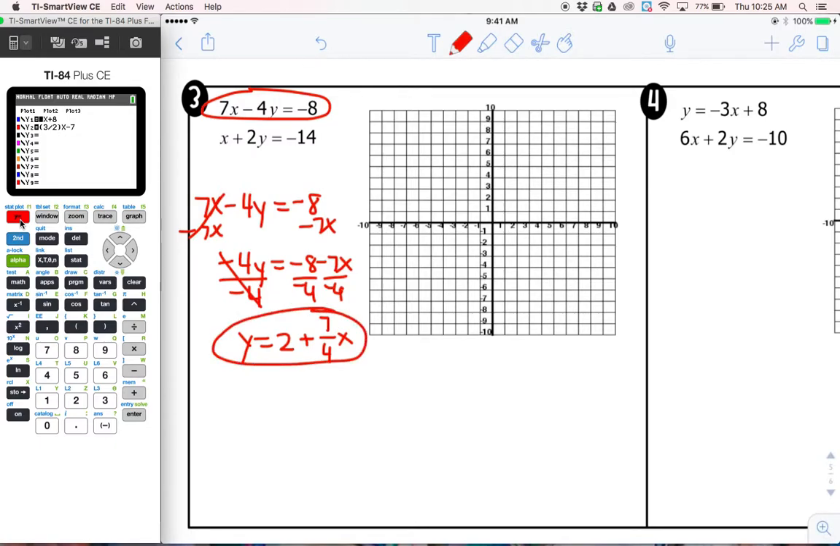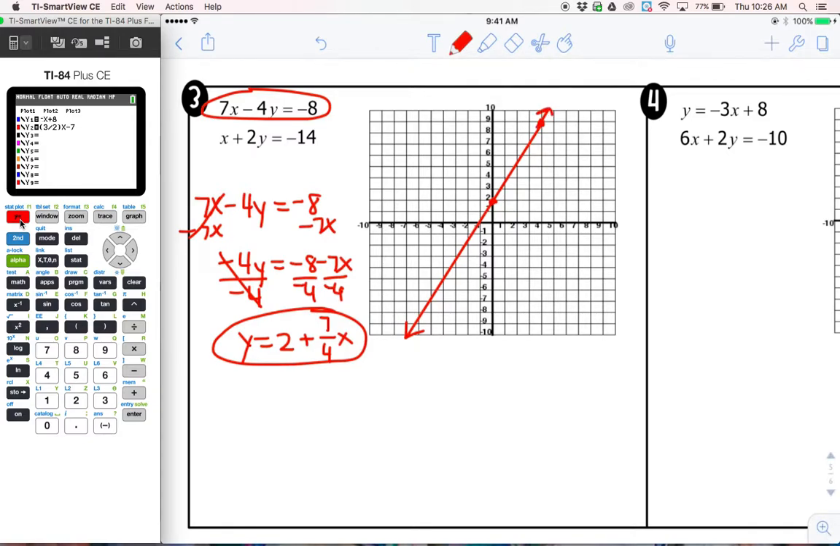Okay, so positive 2 up 7 over 4 puts it right here. Let's draw my line. And let's see here. Down 5 over 4. Okay. So that's one of my lines.